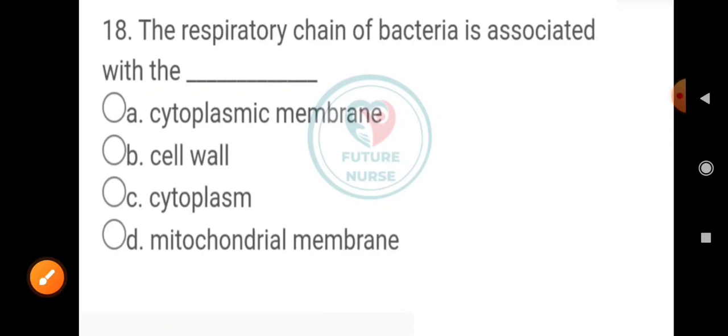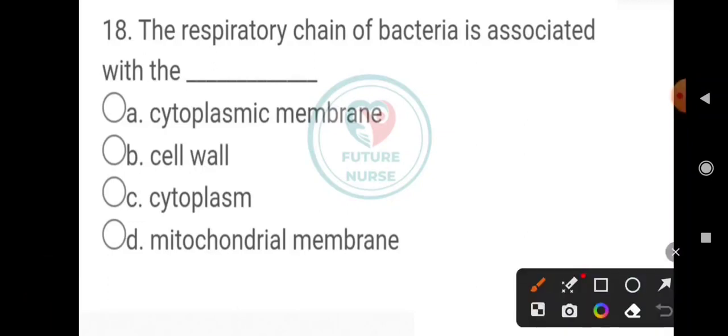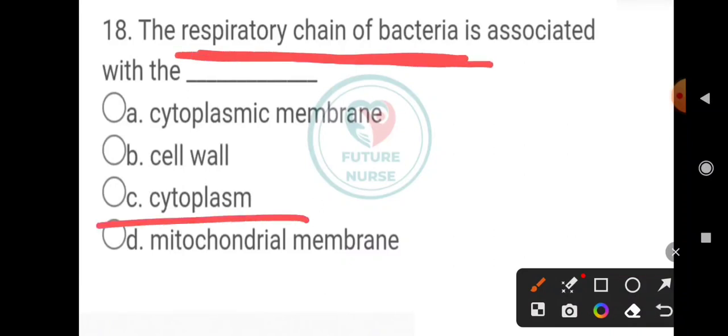The last question: the respiratory chain of bacteria is associated with the options cytoplasmic membrane, cell wall, cytoplasm, mitochondrial membrane. So the respiratory chain of bacteria is cytoplasm. Cytoplasm is the respiratory chain of bacteria.